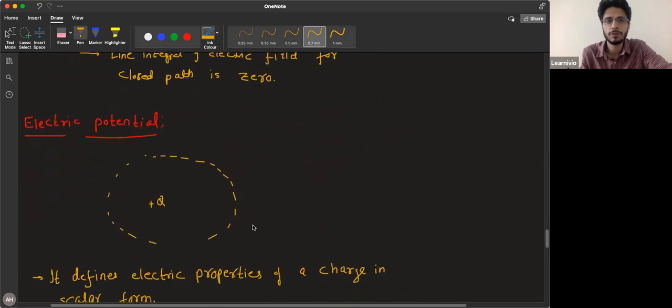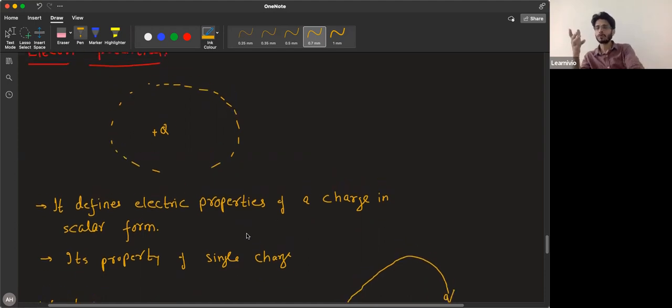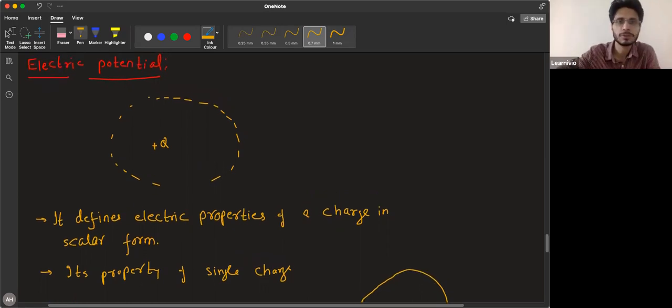Anyway, note it down. For potential, always remember 3 points. First, it defines electrical properties of a charge, but it's a scalar function. It's not a vector quantity, it's a scalar quantity. Second, it's a property of a single charge. If you have 10 charges, that means you have 10 potentials. Each charge will generate its own potential. And how do you calculate potential? It's through work done. You calculate work done in carrying a test charge from infinity to a point. Then you divide that work done by the test charge, and that will be the expression of potential. Just note it down.